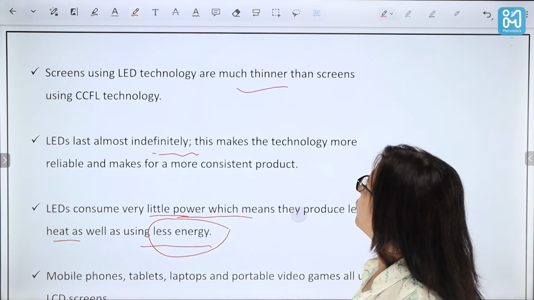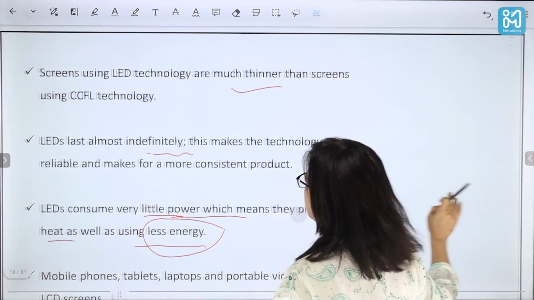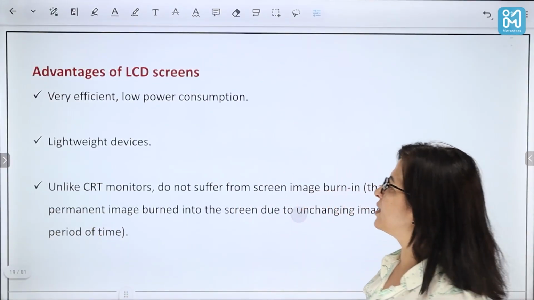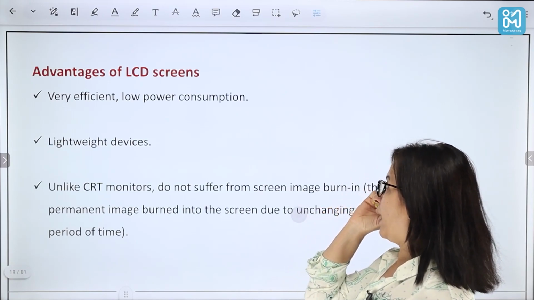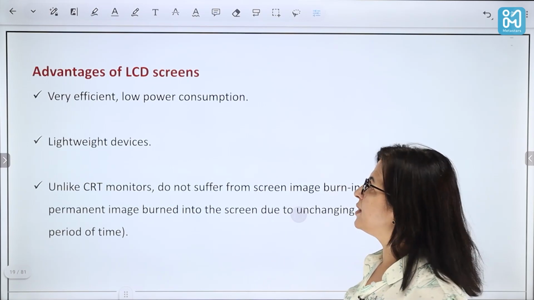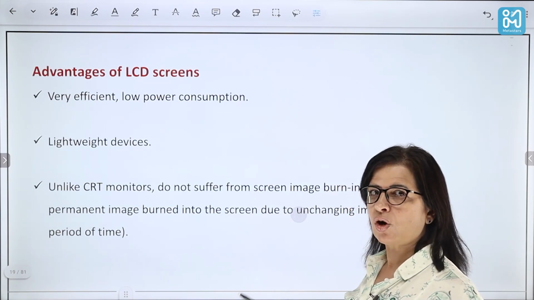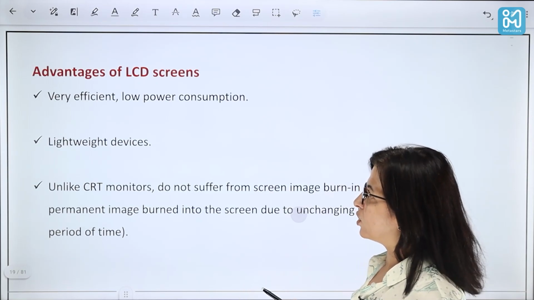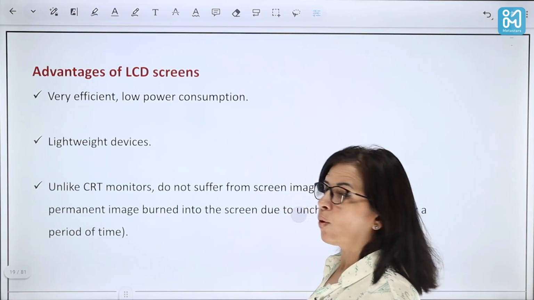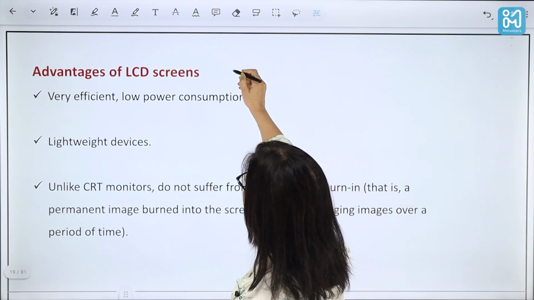Let's move further to the advantages of LCD screens. Very efficient. This is now a general statement about LCD, whether it uses LED technology or CCFL technology. Both of them are considered very efficient, with low power consumption, compared with CRT. We are comparing it now with CRT.